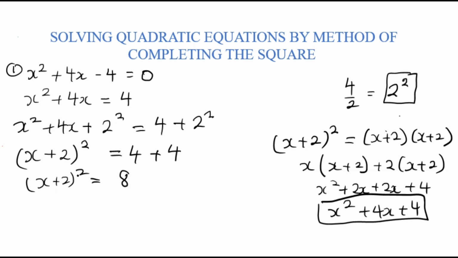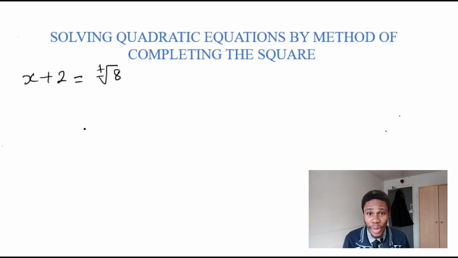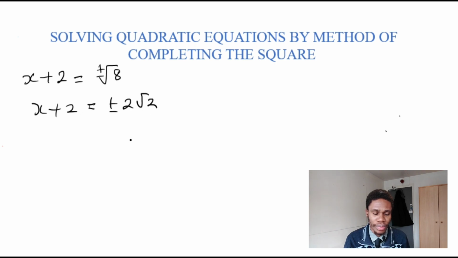Now we need to get rid of the squared, so we take the square root on both sides and we have plus or minus square root of 8. So we have x plus 2 equals plus or minus square root of 8. Now it's plus or minus square root of 8 because it's a quadratic equation, so there's going to be 2 values of x. So x plus 2 is equal to plus or minus 2 root 2.